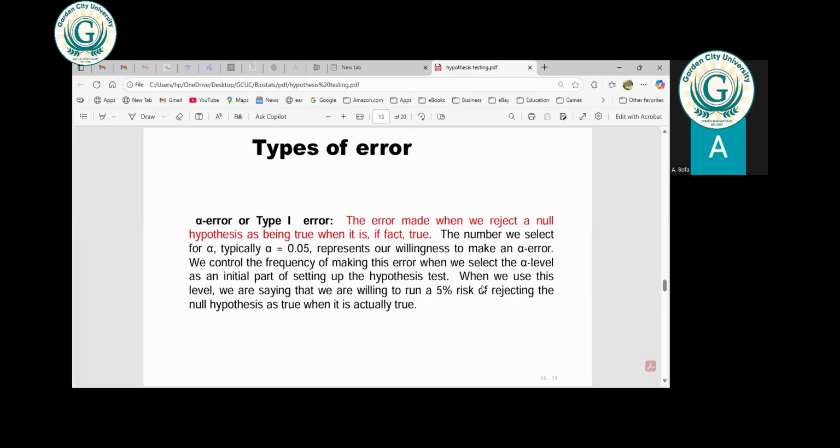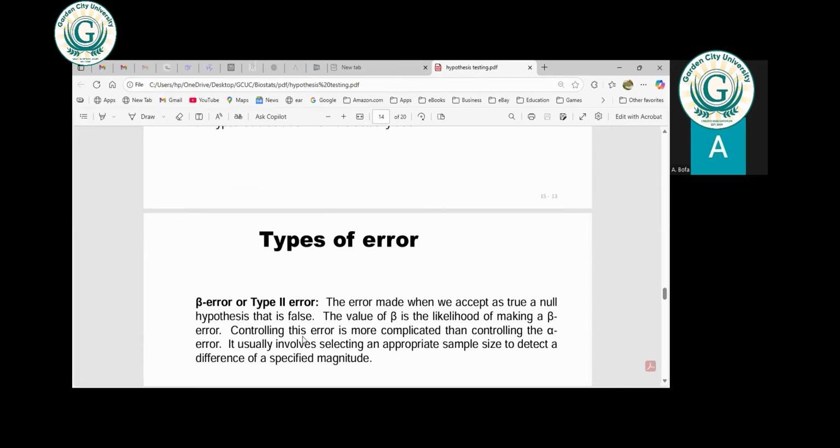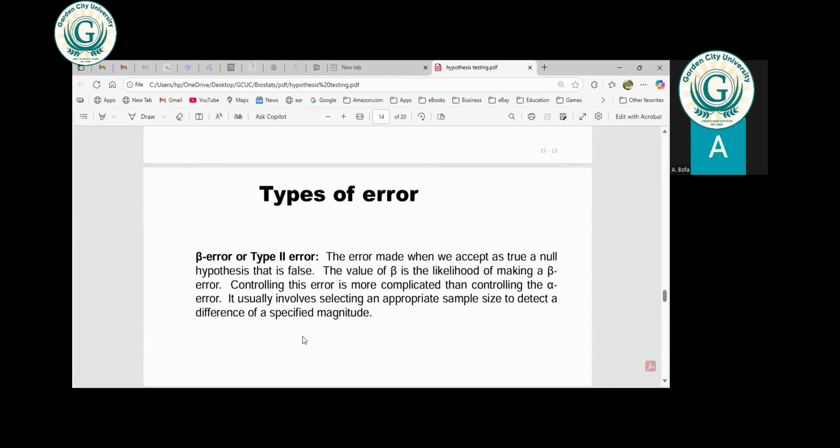And then the type 2 error is whenever you accept a false null. It means that the null hypothesis is false, but based on your test, you've accepted it. And that is what we call the type 2 error. Whenever you accept a false null, that's what we call type 2 error.